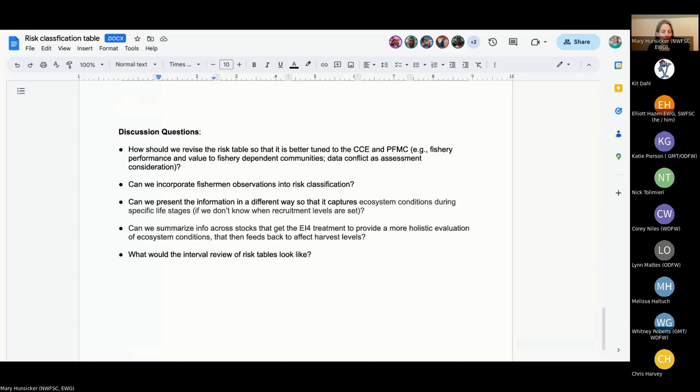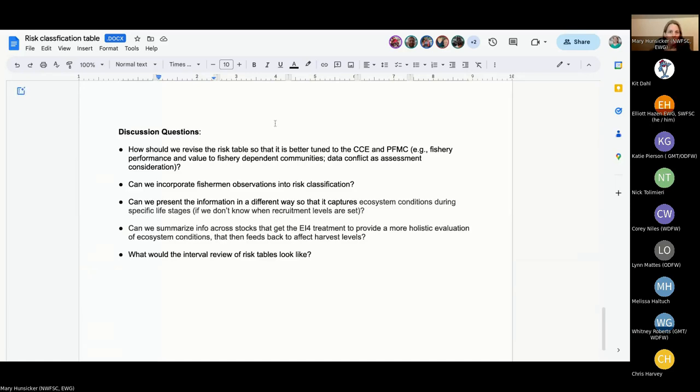Also, a couple of questions that came up in our discussions from Monday: can we present the information in the risk table in a different way so that it captures ecosystem conditions during specific life stages, particularly if we don't know when recruitment levels are set? Another question from Jamil was, can we summarize information across stocks that get the ecosystem initiative treatment to provide a more holistic evaluation of ecosystem conditions that could then feed back to affect harvest levels? I'm wondering with Jamil too if that could help feed back to harvest levels for data poor stocks. And then finally, what would the internal review of risk tables look like? For example, if they're going to impact policy decisions or policy making, then it will require some sort of internal review.